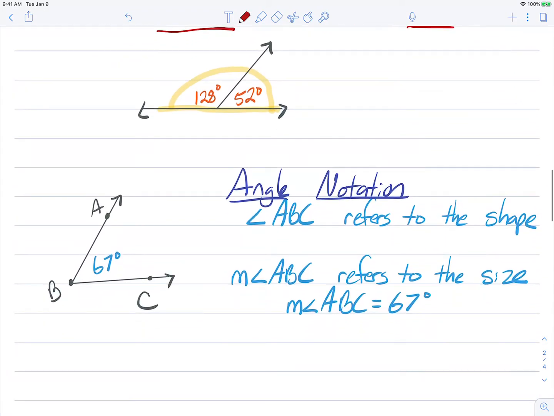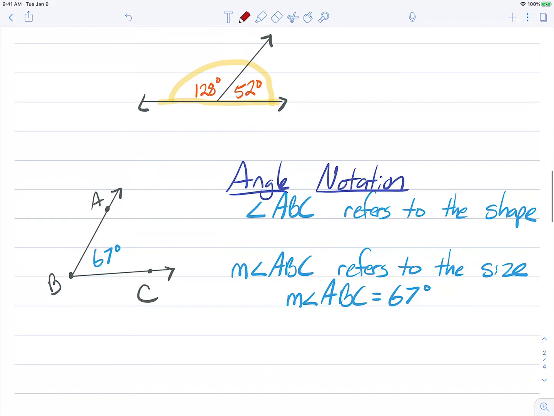Now, angle notation. If I have this angle over here on the right, angle ABC, I use this little symbol right here. It kind of almost looks like a drawing of an angle, almost like a falling over L. That angle ABC is referring to the entire shape, like the shape that I would draw to make ABC.